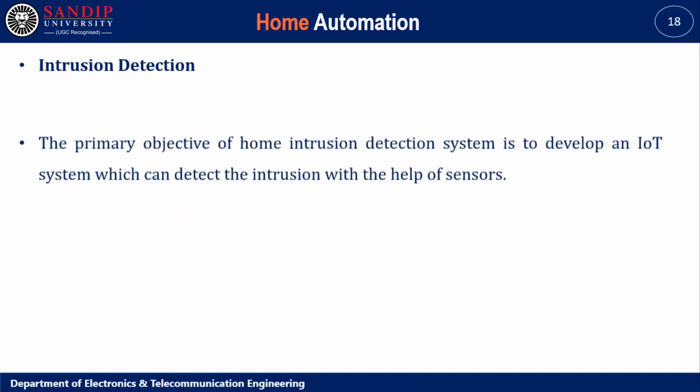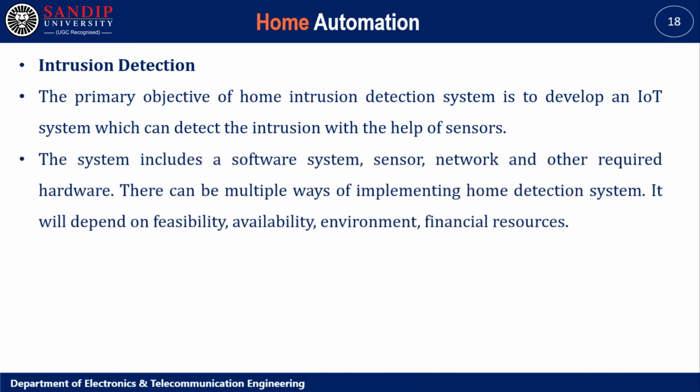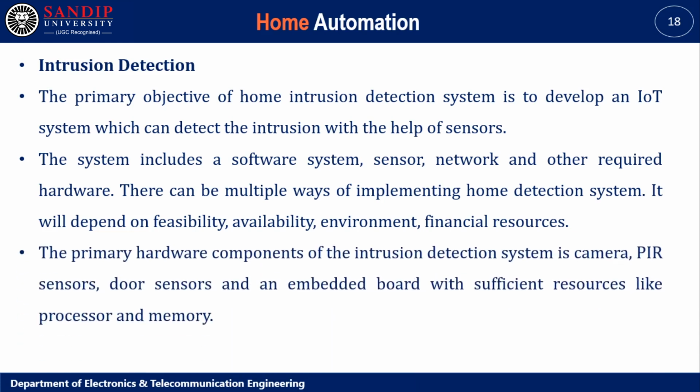Intrusion detection. The primary objective of a home intrusion detection system is to develop an IoT system which can detect intrusion with the help of sensors. The system includes a software system, sensors, network and other required hardware. There can be multiple ways of implementing a home intrusion detection system. It will depend on feasibility, availability, environment and financial resources. The primary hardware components are a camera, PIR sensor, door sensor and an embedded board with sufficient resources like processor and memory.